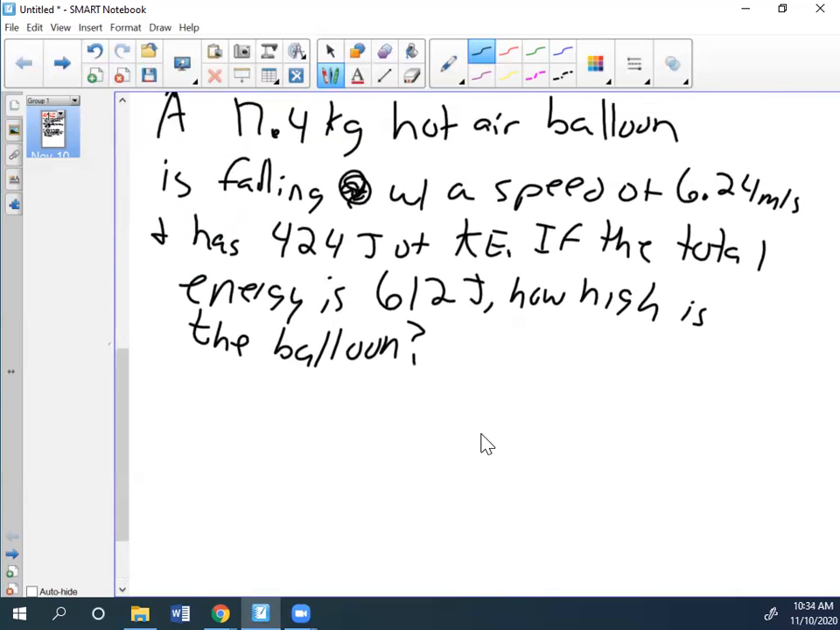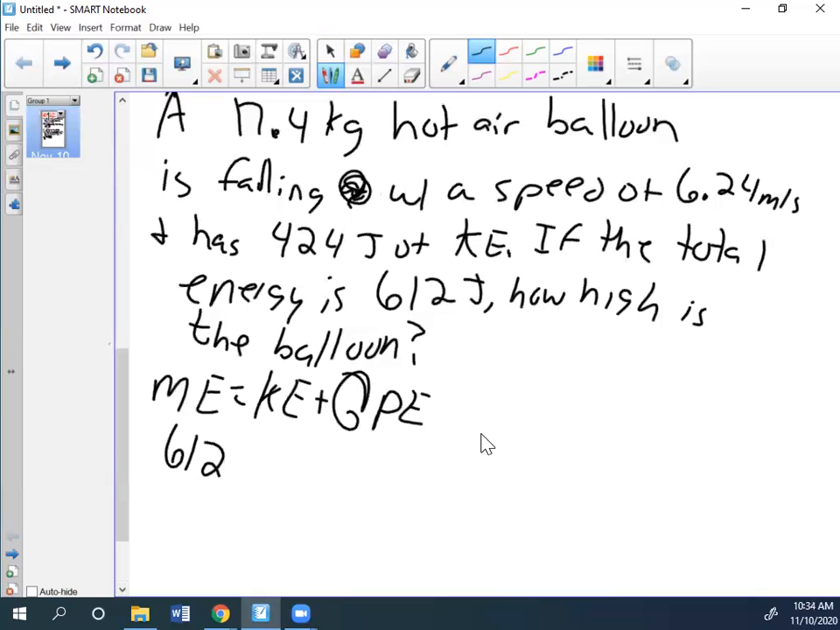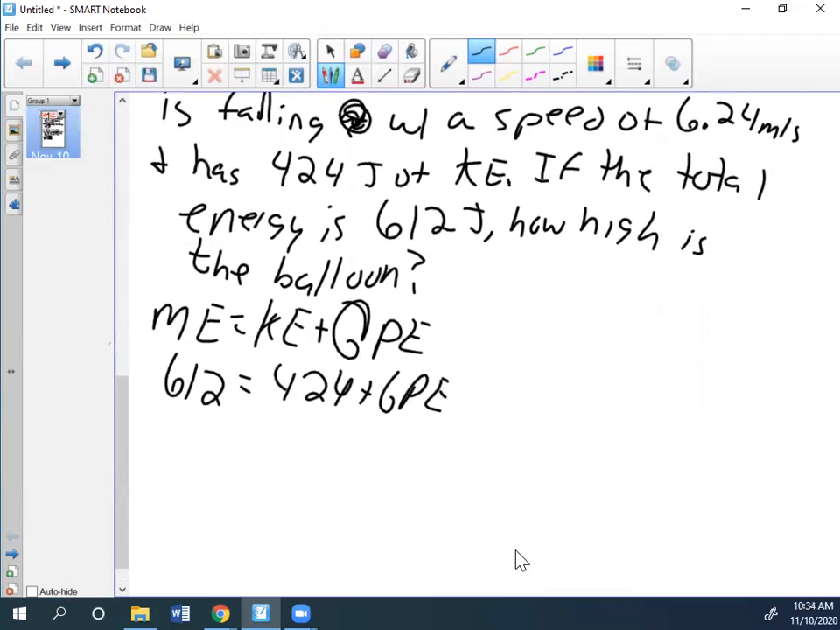Alrighty. So how much GPE do I have? 188. But I know that mechanical energy equals KE plus GPE. And I know that my mechanical energy was 612, equals 424 plus GPE. Now I can solve: my GPE is just 612 minus that, so my GPE is 188 joules. Everyone understand how we got there?